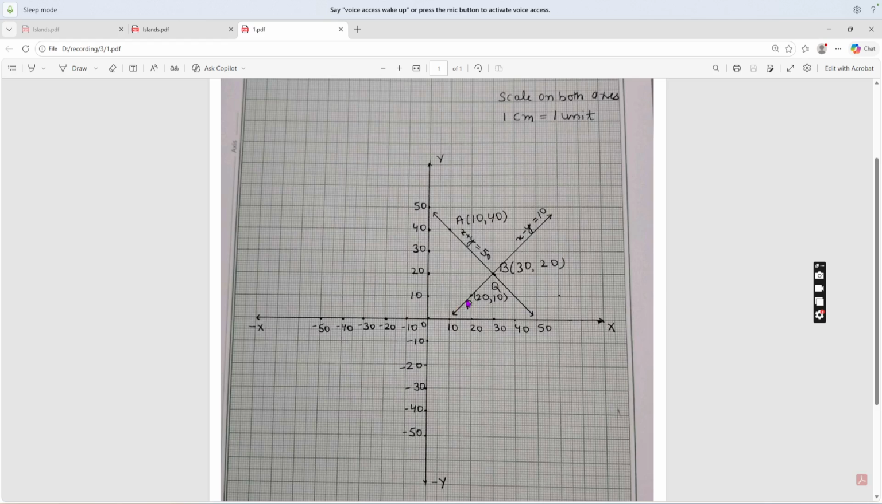And now we are extending PQ. PQ is this line and we are extending this out. So this point is the point of intersection. Now we come back to the same.